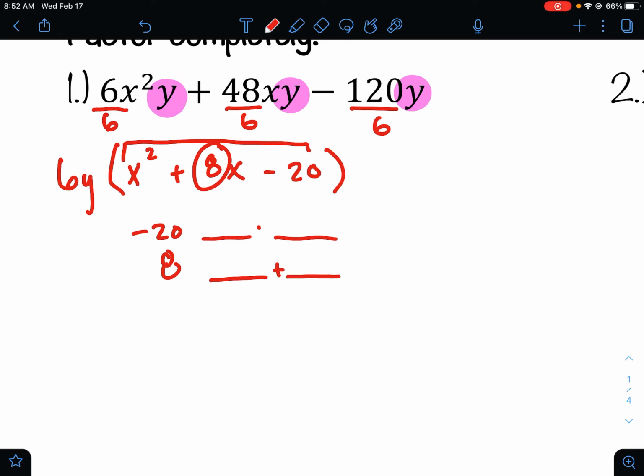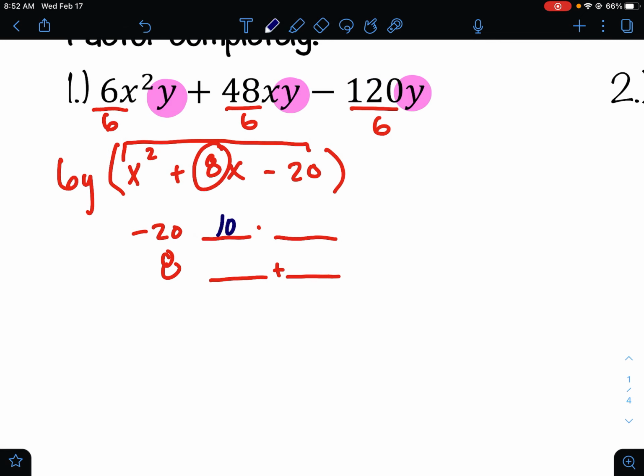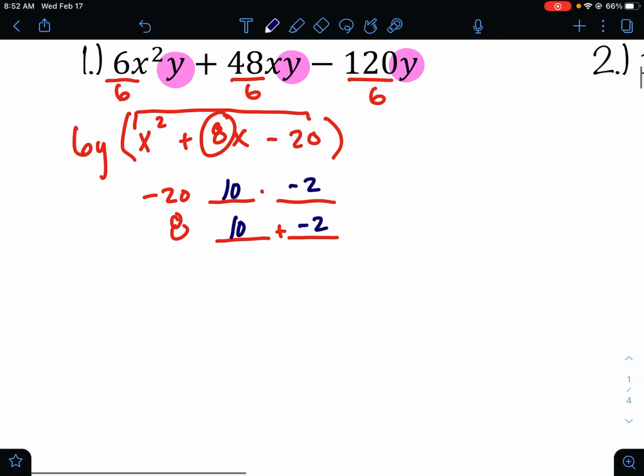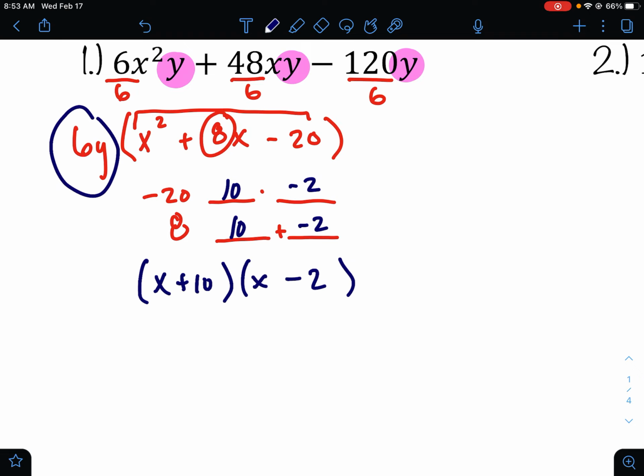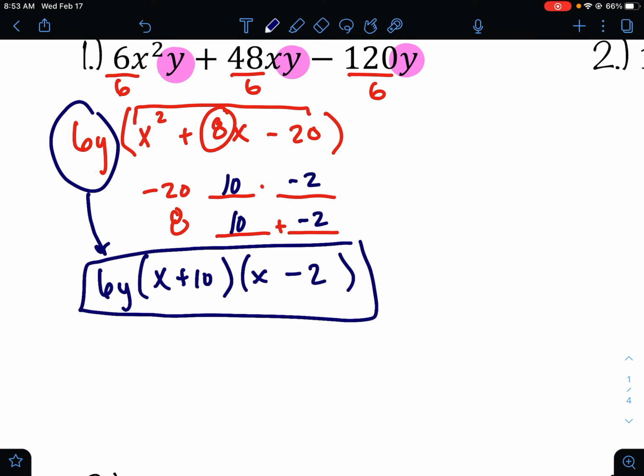If you'd like to pause the video and try to do this on your own, you can, but I'm just going to go ahead and give you the answers. The answers are 10 and negative 2. 10 times negative 2 is negative 20, and 10 plus a negative 2 is 8. And so we go then to our diamond, and with our x's in there, and then you just drop down those factors of x plus 10 and x minus 2. That 6y that you brought out at the beginning will just come out in front here, 6y, and that is your answer. That is factoring.